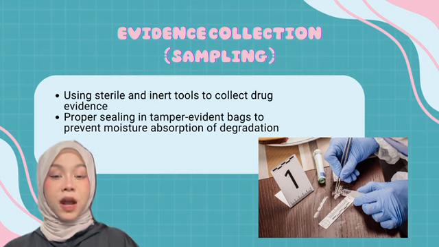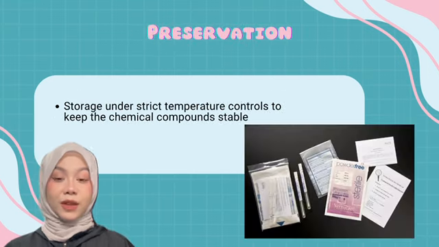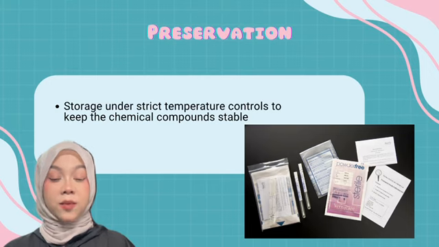As we learned from our chemical analysis earlier, this sealing is critical to prevent moisture absorption, which could trigger spontaneous degradation or hydrolysis of the sample. Once collected, the focus shifts to preservation. The evidence must be placed under strict temperature controls. Keeping the environment cool and dry ensures that the chemical compounds remain completely stable and prevents any unwanted thermal or chemical breakdowns before laboratory testing.